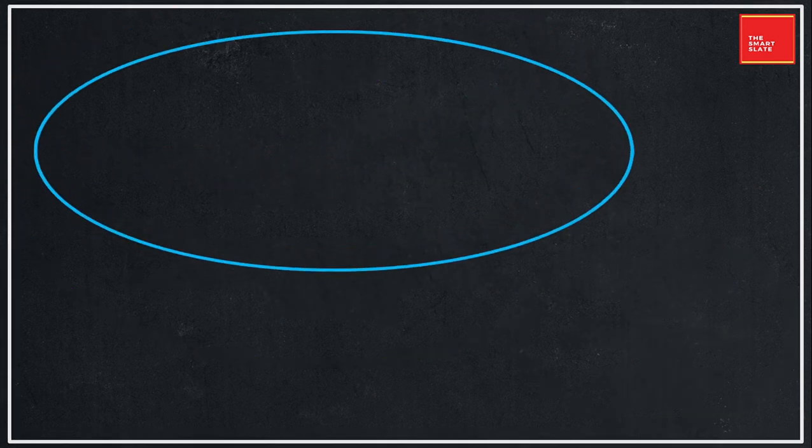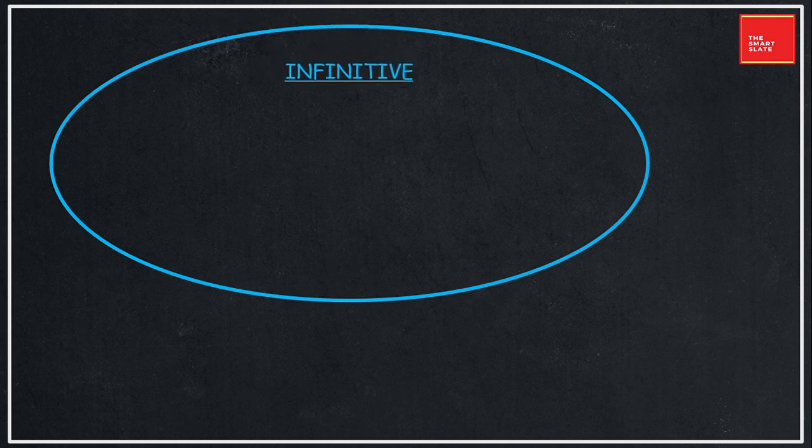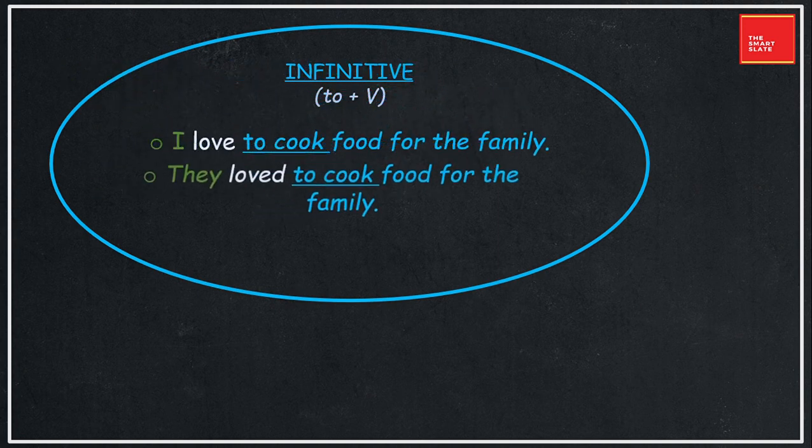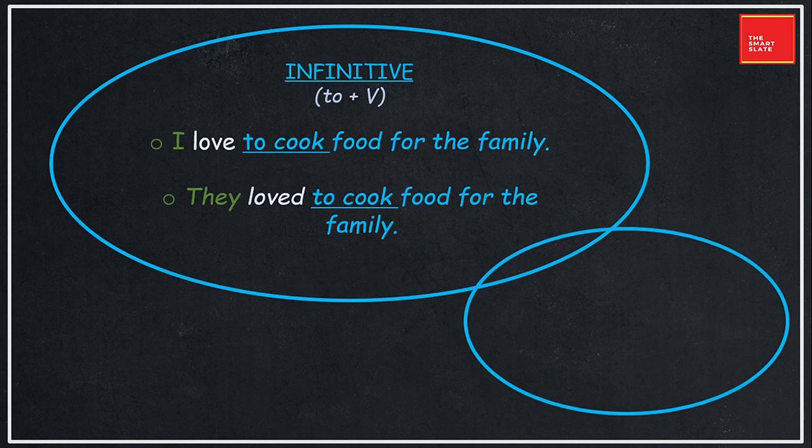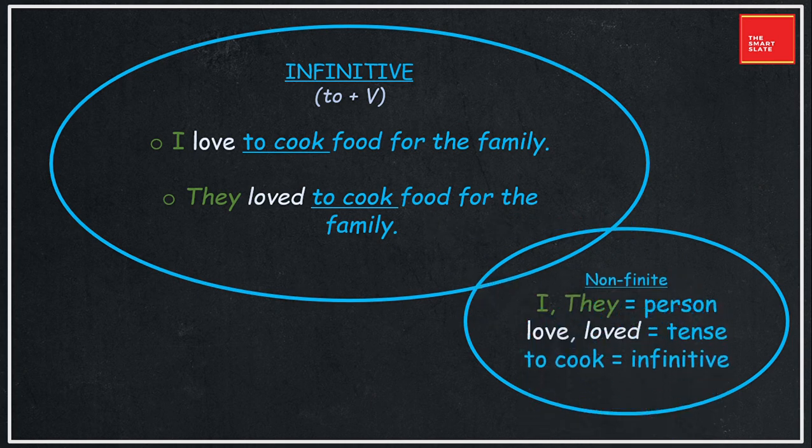The last type is infinitive. Verb plus to plus verb is your infinitive. I love to cook food for the family. They love to cook food for the family. So here, love and loved, these are finite verbs because the subject got changed, like the number of persons, I and they. But the verb to cook and to cook, they remain same. So to cook is the non-finite verb and to plus verb is your infinitive as well. So here love and loved are finite verbs, but to cook is your non-finite verb.